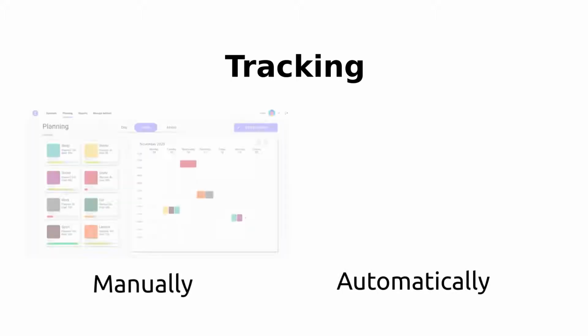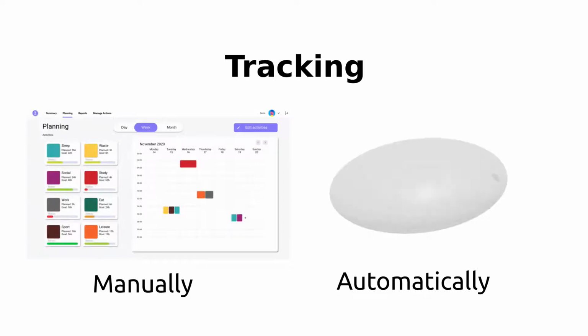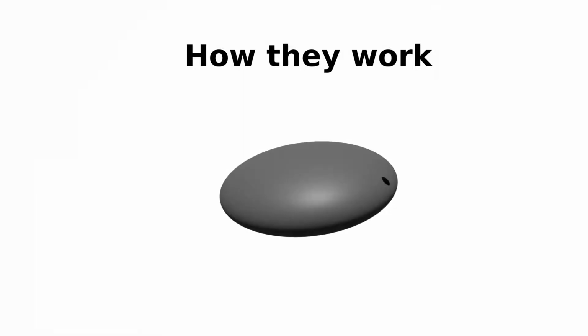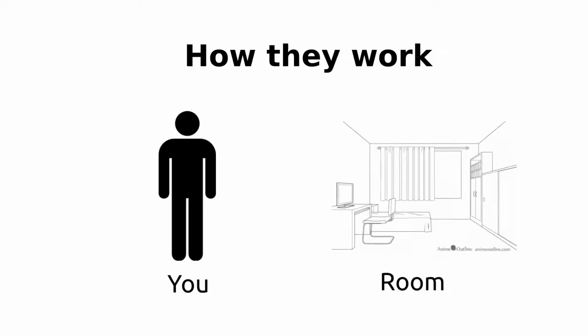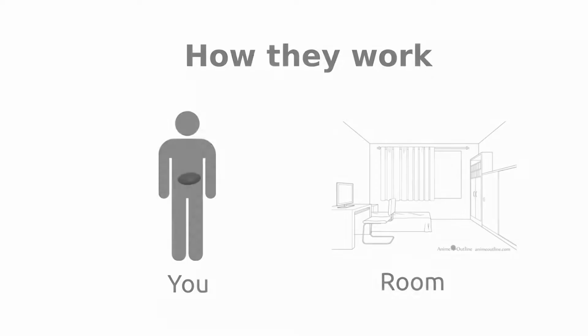You can track the activities in different ways. You can do it either manually in the Planning tab or automatically using the Smart Objects. Let's talk about how they work. Smart Objects communicate with each other to automatically start activities. You need to have one object with you and other ones in places you want to be tracked in.